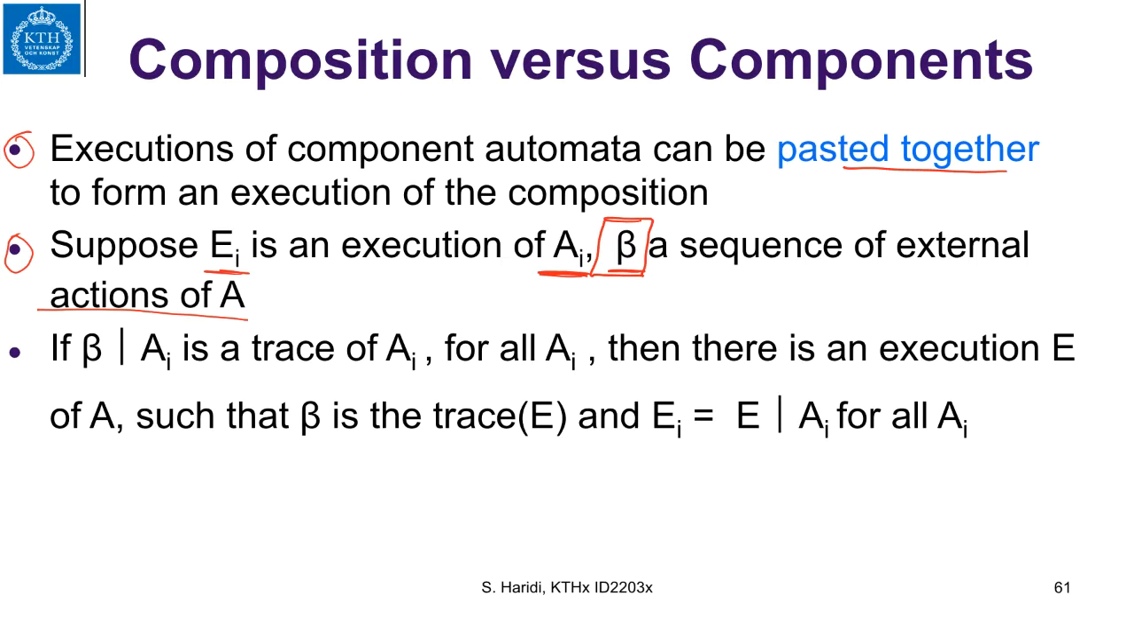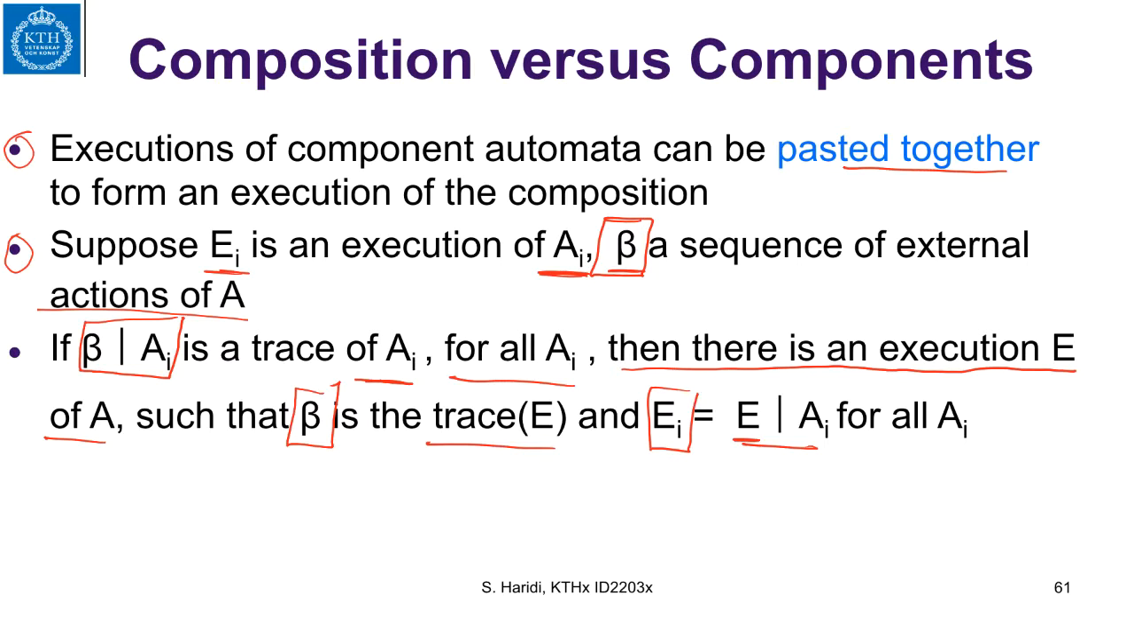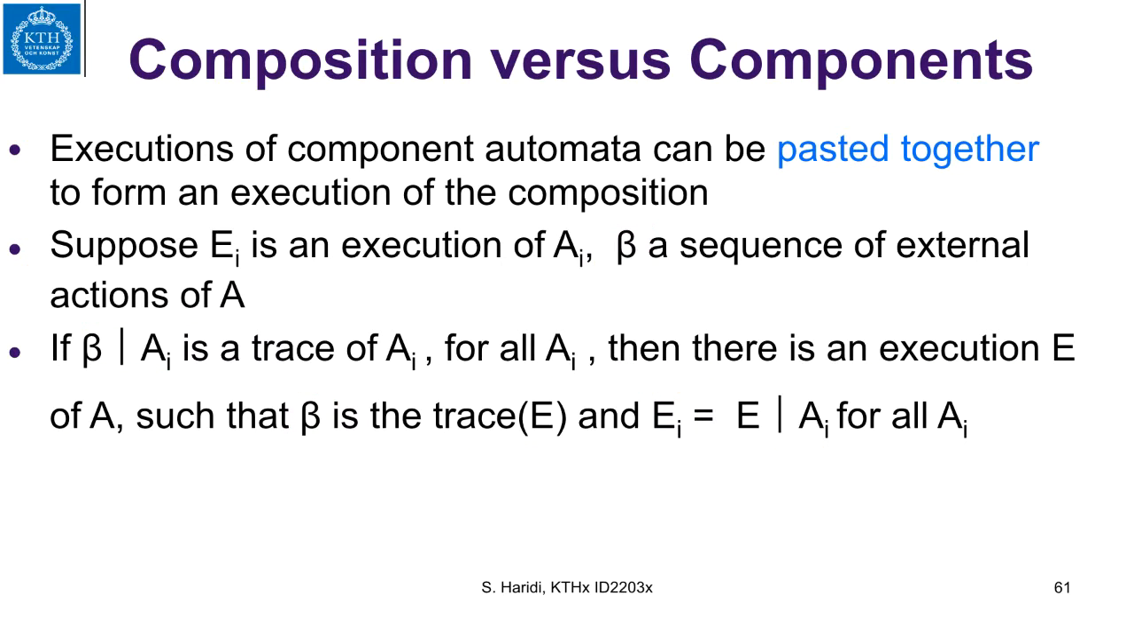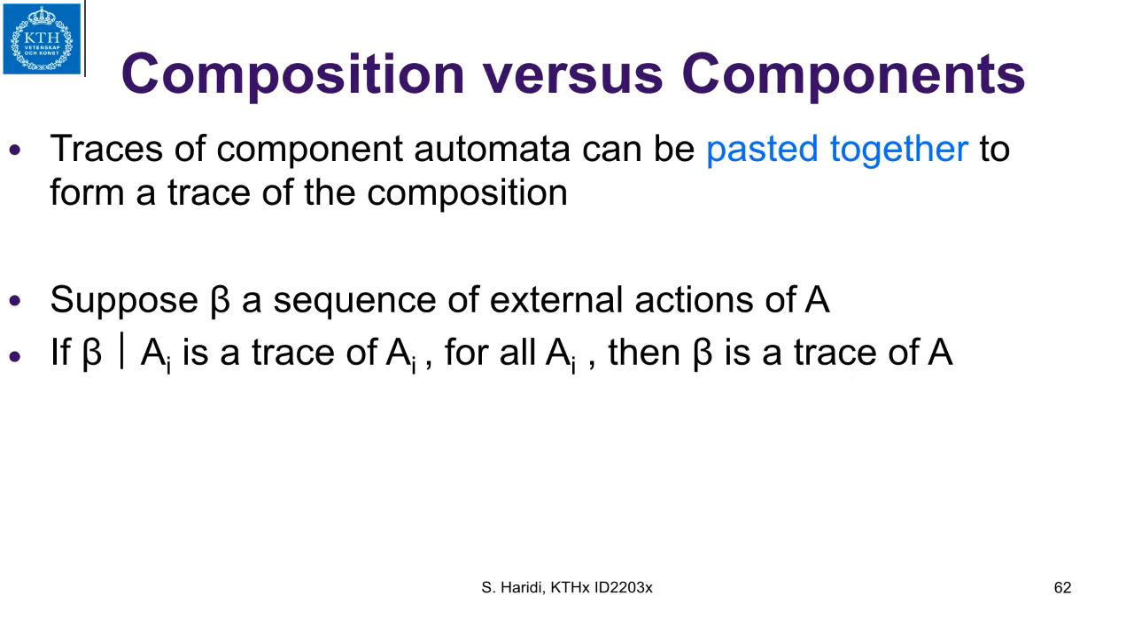The condition is: if we take beta and restrict it to each component, we find that it is a trace of that component, and that happens for all components. Then we can get an execution E of A such that beta is a trace of E, and that execution can be restricted to each component to get the execution of the component. We can state the same result also for traces.